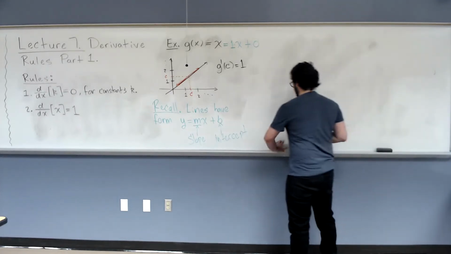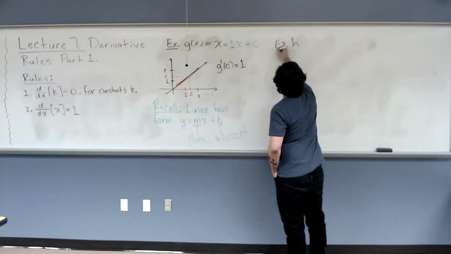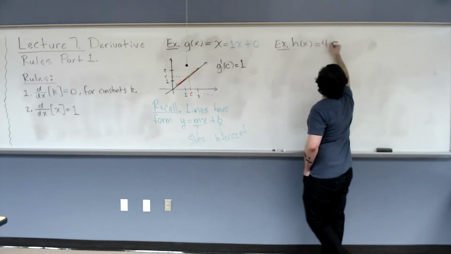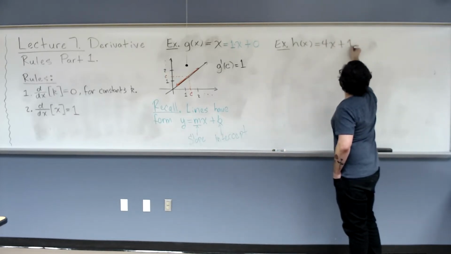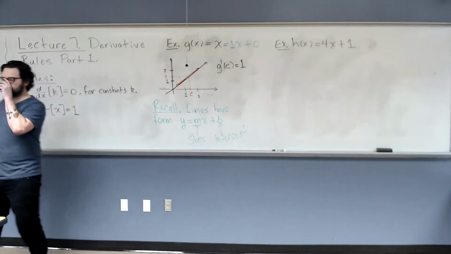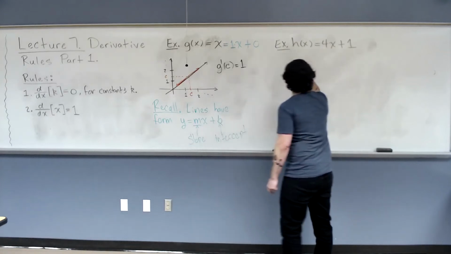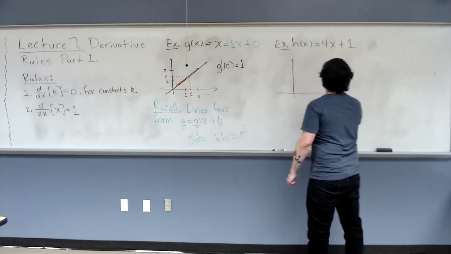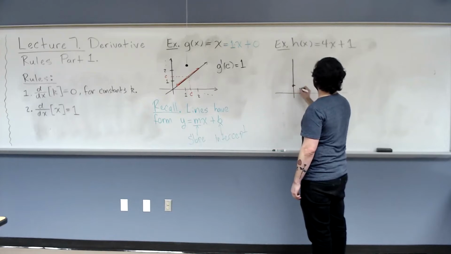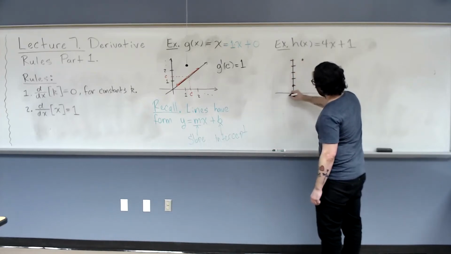What about a function like, this is another example. We have h of x equals 4x plus 1. So that more or less looks like this. It looks like this.